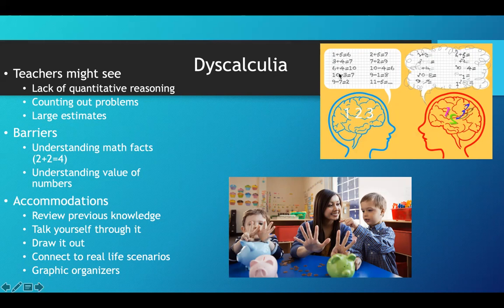This picture is a great example of what may go on in your students' minds. So students have these math facts memorized, like 3 plus 4 equals 7. Whereas a student with dyscalculia, they might not have it memorized. They're trying, they're really, really trying. It's just not quite there.